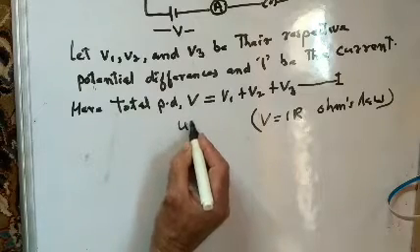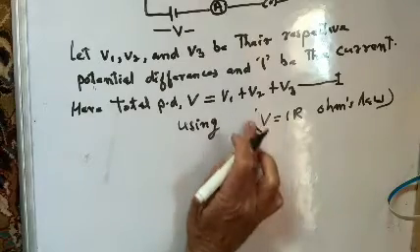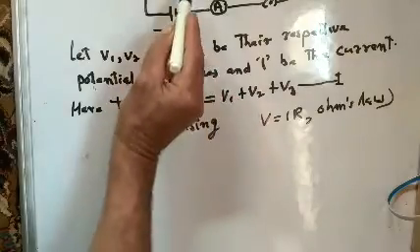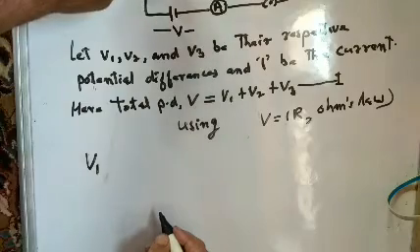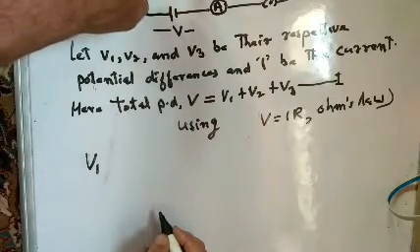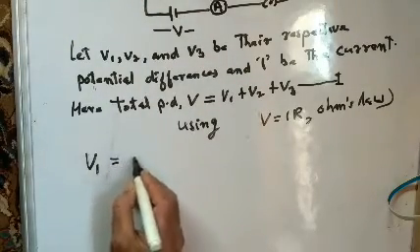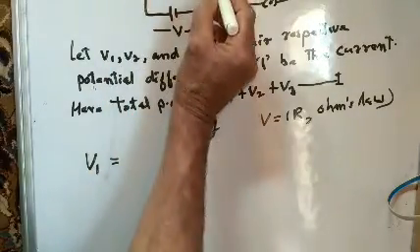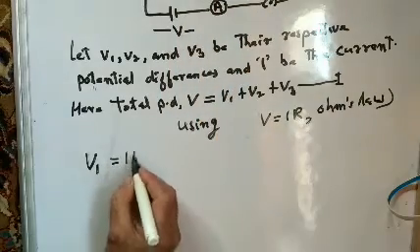Therefore, using V is equal to IR, that is Ohm's law, we will find the value of V1. V1 is the potential difference of this resistor. It will be equal to the current flowing through this resistor multiplied by the resistance of this resistor. Current is the same, that is I. Same current flows through all of these three resistors. So V1 is I R1.